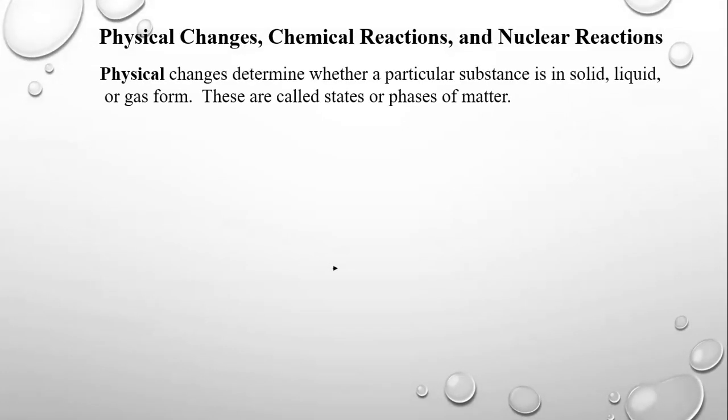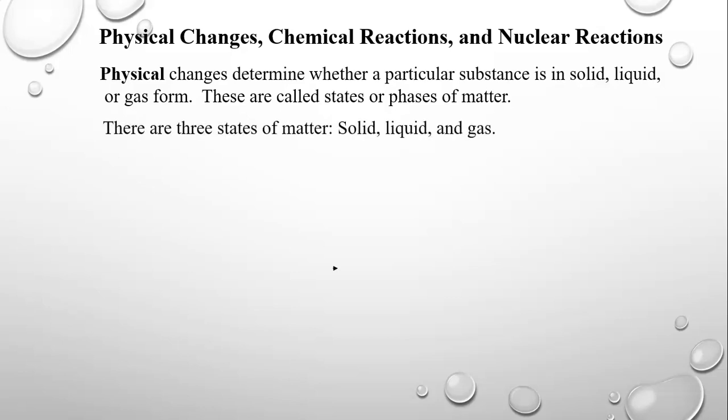Okay, physical changes determine whether a particular substance is solid, liquid, or gas. These are called states or phases of matter. So there are 3 states of matter: solid, liquid, and gas. Gas, by the way, has nothing to do with the stuff that people put in their cars to make their cars run. That's gasoline. That's just the name for a particular chemical compound used to power engines.